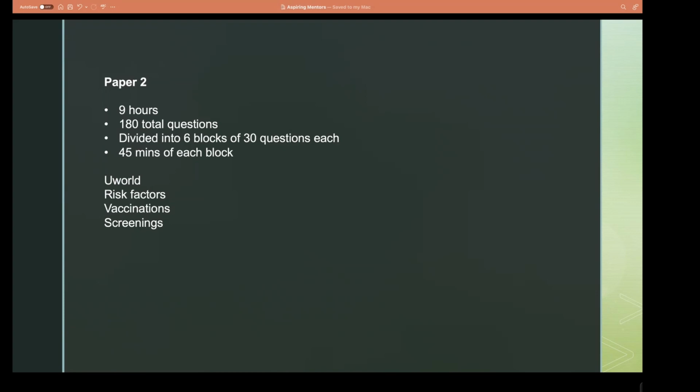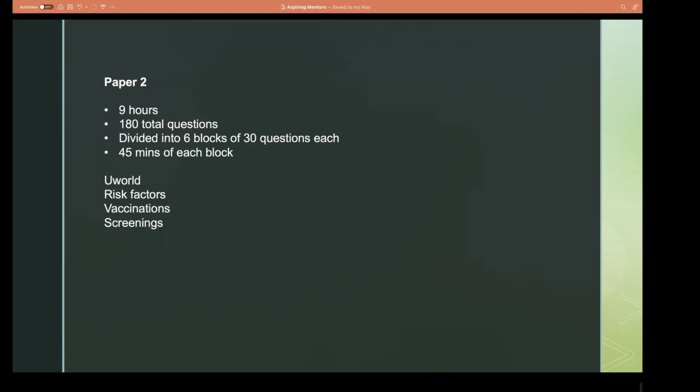Risk factors: there are a lot of questions on risk factors in paper 2. What is the most common risk factor of breast cancer, the most common risk factor of endometrial cancer, the most common risk factors of these diseases. So wherever you see risk factors, you need to know and cram them.